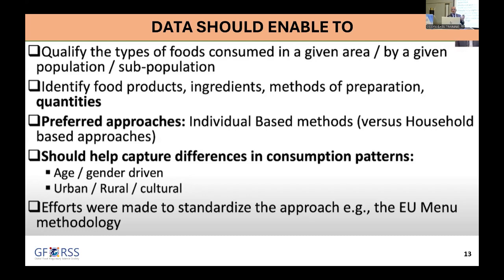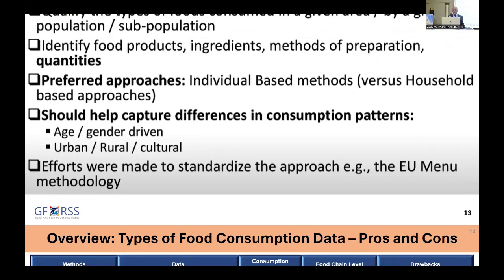And here we have what we call individual approaches, where we assess the individual consumption of food versus the average household consumption. Those data are based on some stratification levels such as age, gender, rural, urban, and other stratification components. And obviously, we always seek to use a method that can be standardized regarding the consumption calculation, such as the EU menu method or others that we are going to present now.